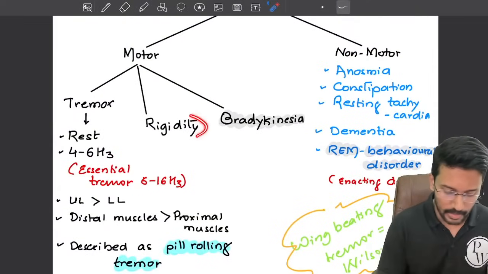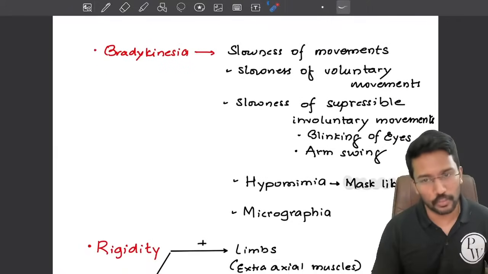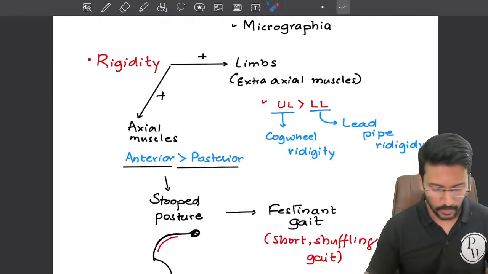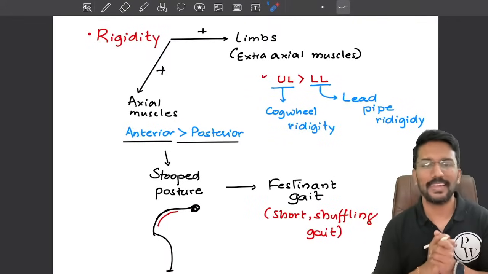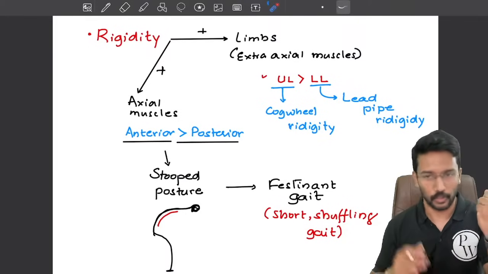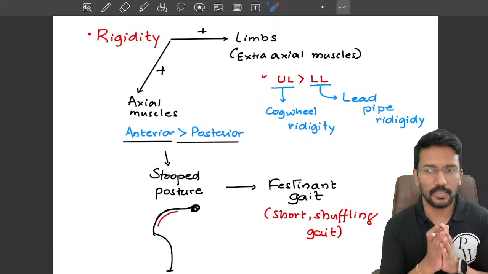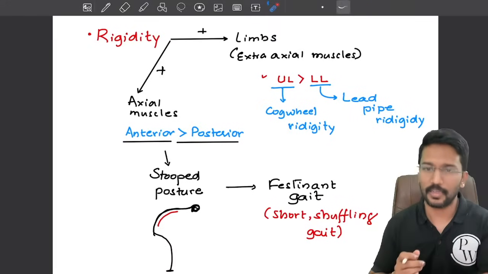Then another cardinal manifestation is rigidity. Now what is rigidity? Rigidity means increased tone or hypertonia. How is it different from spasticity? In rigidity, there is same level of resistance throughout the range of movement. In spasticity, initially high, later it is less.